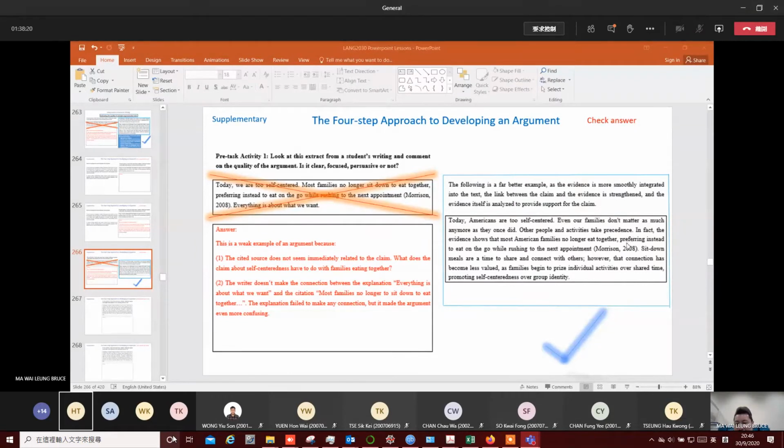In fact, this is a citation. And then "sit-down meals are a time to share" is my interpretation of the citation. I want to explain how I use the citation to help back up the claim that Americans are too self-centered, and this would damage the family relationship.